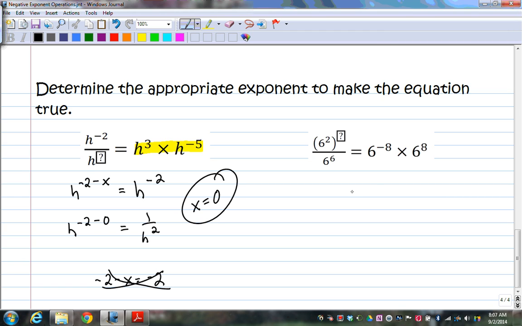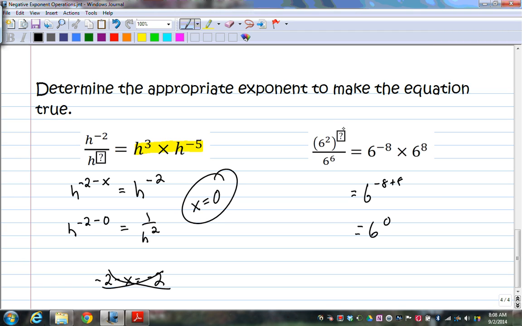Okay, again, I like to start with the right-hand side. I have 6 to the negative 8 times 6 to the 8, which means this whole thing is 6 to the 0. So I need to think what's going on over here, and what number has to be in for that question mark in order to make the exponent on this side 0.